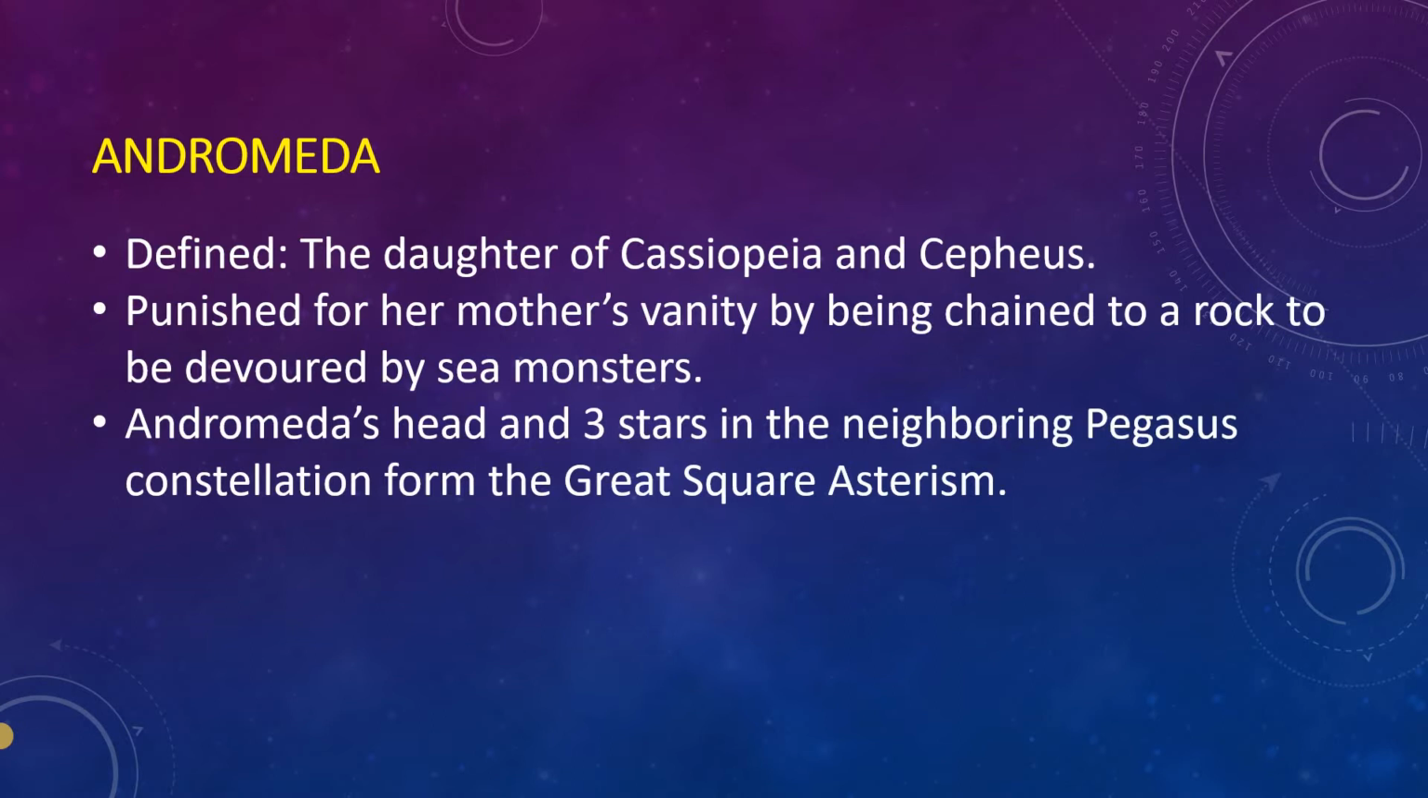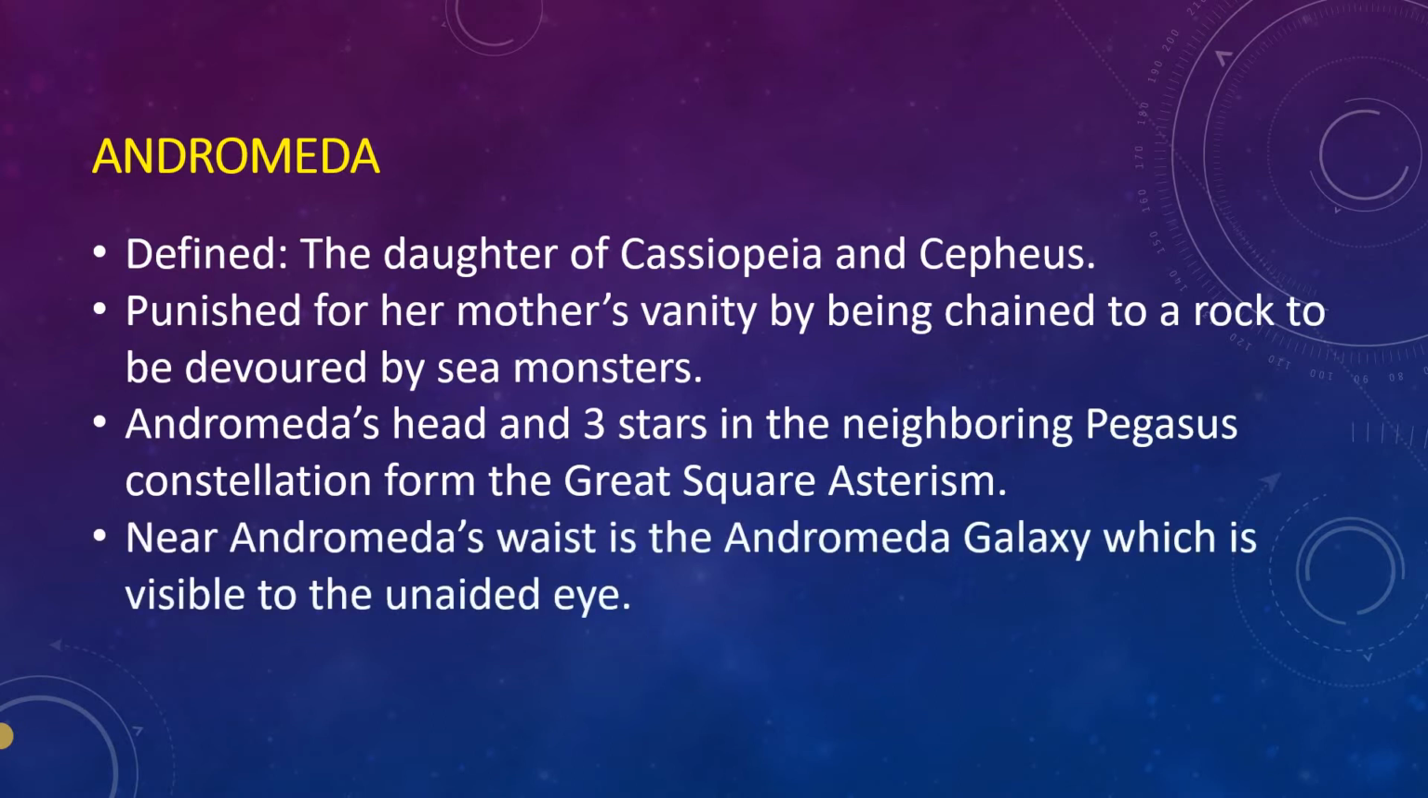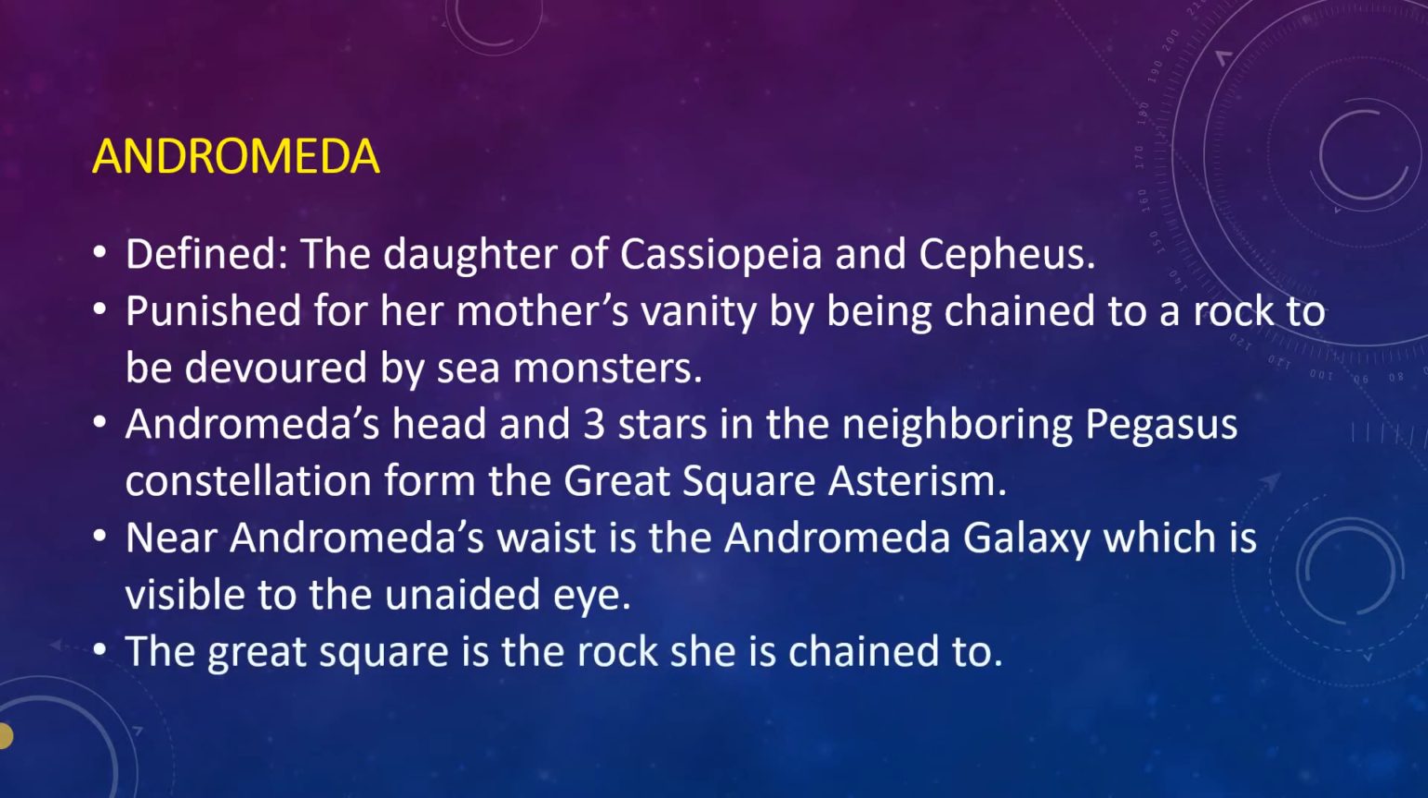Andromeda's head and 3 stars in the neighboring Pegasus constellation make a great square. I'll show you some pictures in a moment. Near Andromeda's waist is the Andromeda Galaxy, which is visible to the unaided eye. The great square is the rock she is chained to, and so I will show you some of this in reality in just a moment.